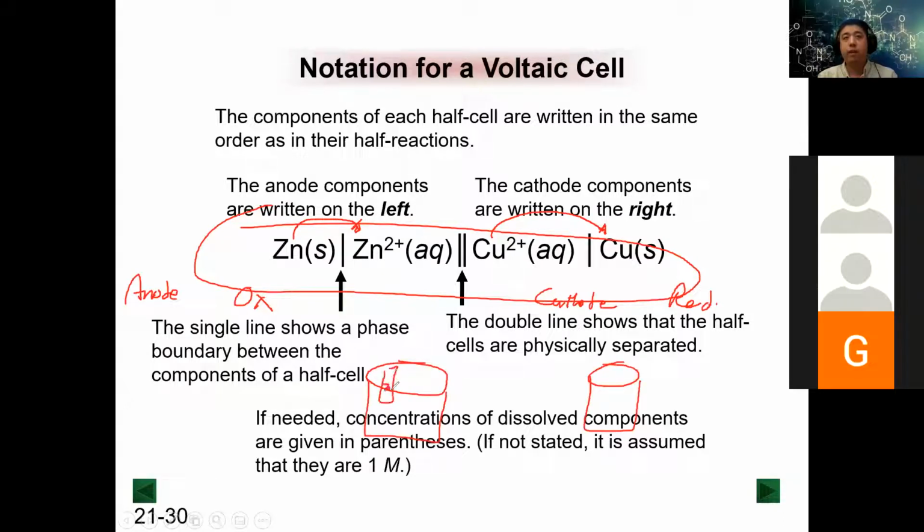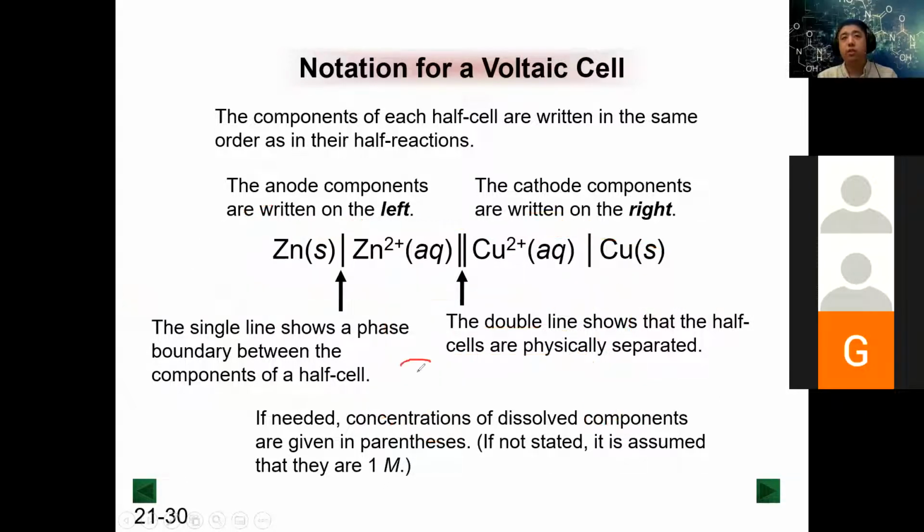I have a zinc bar, and I have a zinc solution. That is connected to a wire to this side. This is a copper solution. I have a salt bridge here. That's what the double line separation is. And this is telling me that the zinc is changing to zinc 2+. So I'm making more of this zinc 2+.